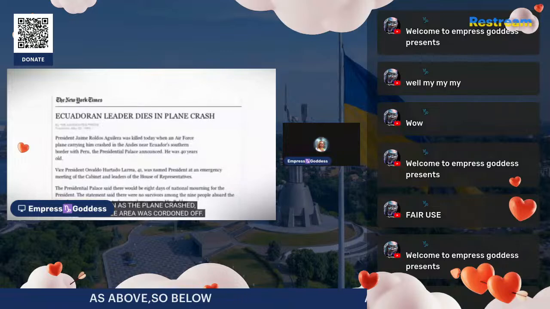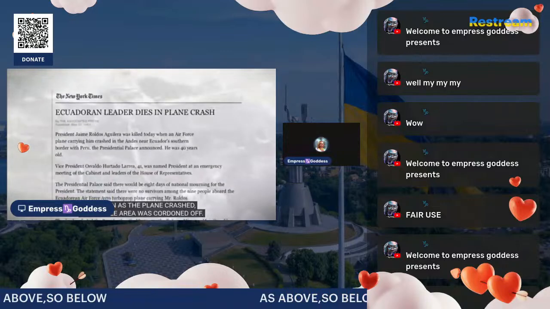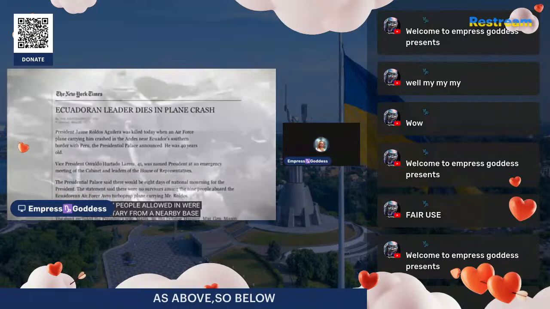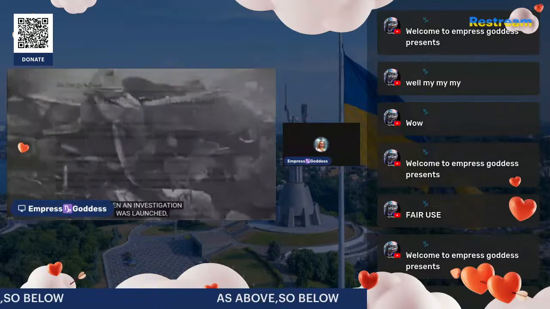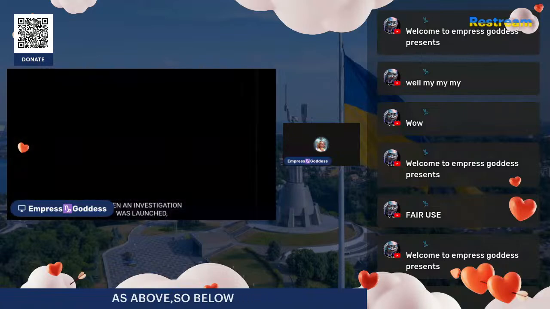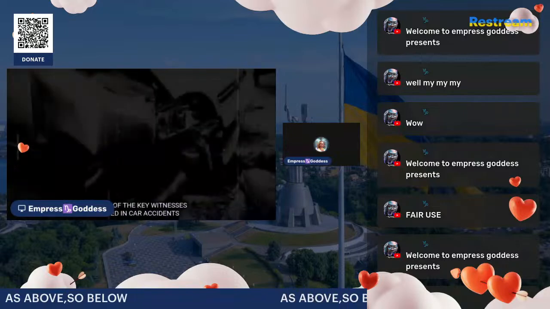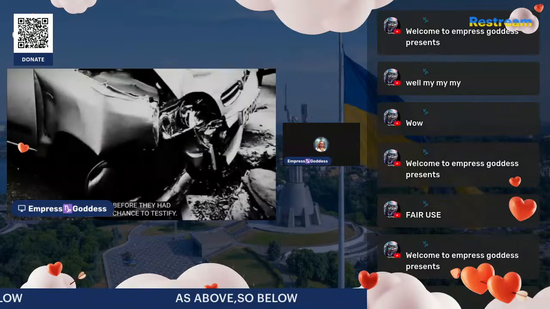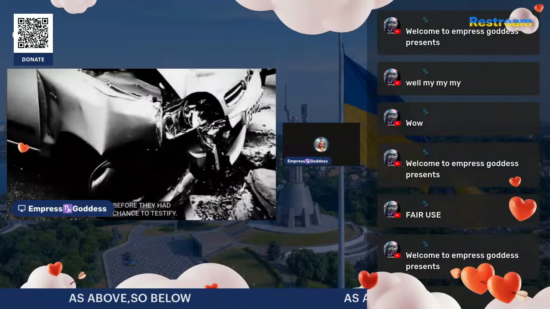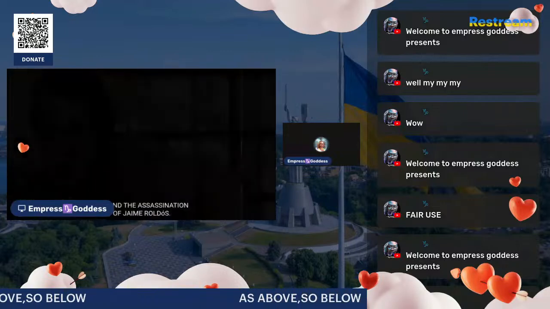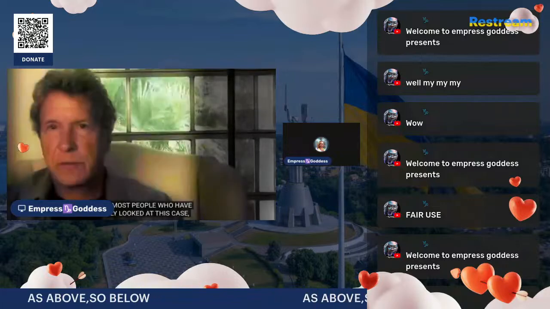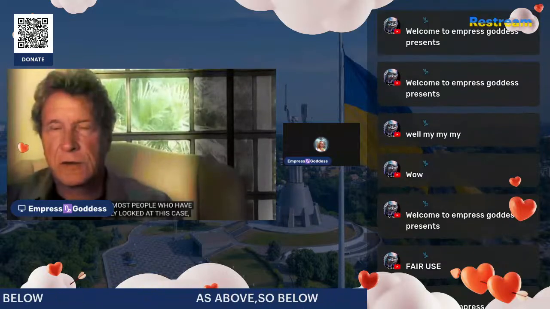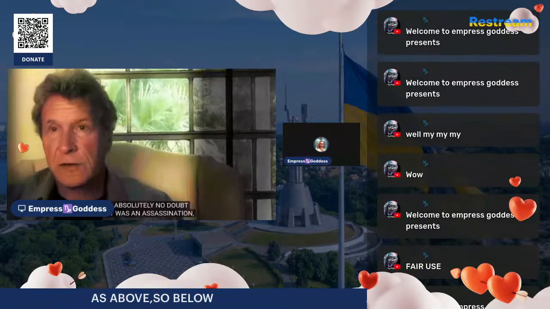As soon as the plane crashed, the whole area was cordoned off. The only people allowed in were the U.S. military from a nearby base and some of the Ecuadorian military. When an investigation was launched, 2 of the key witnesses died in car accidents before they had a chance to testify. A lot of very, very strange things went on around the assassination of Jaime Roldos. I, like most people who've really looked at this case, have absolutely no doubt that it was an assassination.